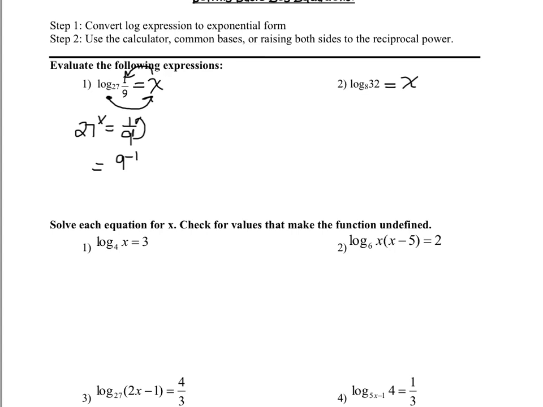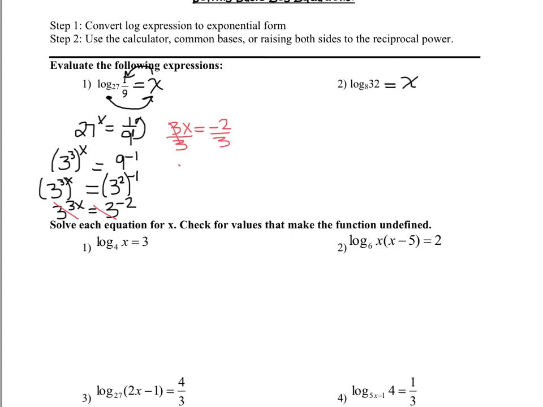So how about I rewrite 27 as a base of 3? 3 to the third, and I want to raise that to the x power. And now I need to do the same to the other side. 9 is the same thing as saying 3 squared to the negative 1. 3 to the third to the x. Now I can distribute. 3 to the 3x equals 3 to the negative 2. Okay, now that I have the same bases, I can just cross the bases off and set the exponents equal to each other. So 3x equals negative 2. Divide both sides by 3. X equals negative 2/3.